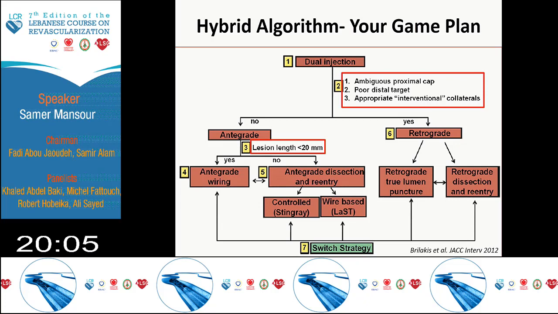What is important to know, if you go in one way in this algorithm, you are not stuck to continue on that way. Maybe I will start with an antegrade wiring technique and I will fail to regain the true lumen using the antegrade wiring technique. It's not the end of the procedure. I can switch to go for an antegrade dissection re-entry technique. I can go for a retrograde. I fail the retrograde, I come back to do a dissection re-entry technique.